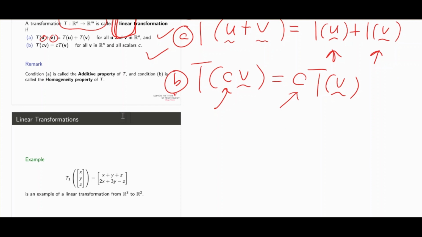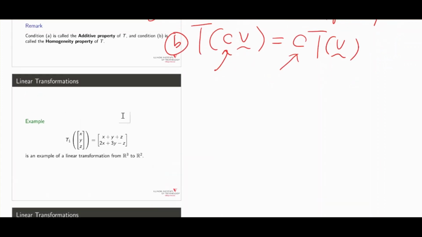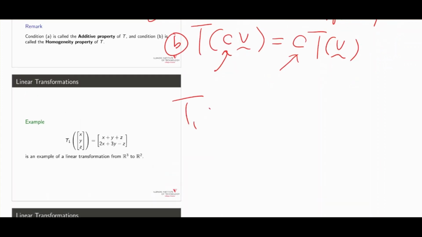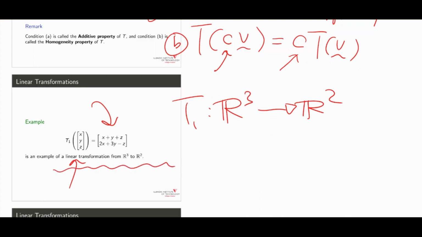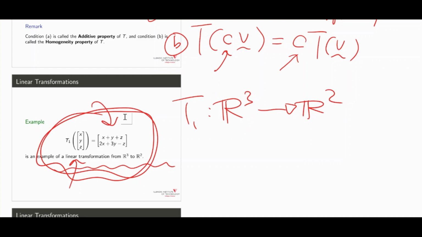Cool. So let's look at some examples. This is an example that we have seen just now. This is a transformation that takes R3 to R2, so the input is in R3 and the output is in R2. The question is, is this a linear transformation? How do you determine that? This is a typical homework problem. An exam problem will be harder than this. You're given a transformation and asked to determine whether it is linear or not.